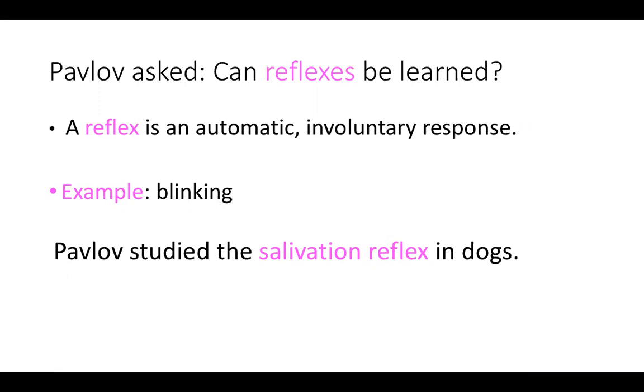So Pavlov became interested in the question, can reflexes be learned? So first, let's define what is meant by a reflex. A reflex is an automatic, involuntary response. One example is blinking. All throughout the day, we are blinking, and we do this automatically. We don't think about it. So that's an example of a reflex.